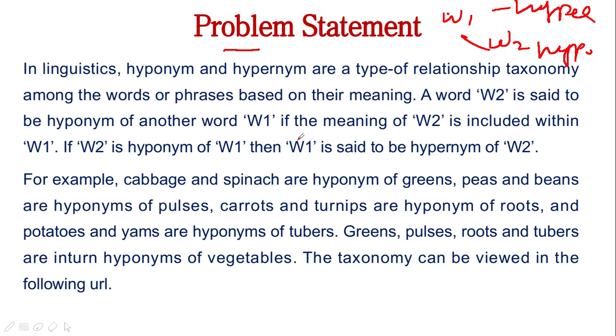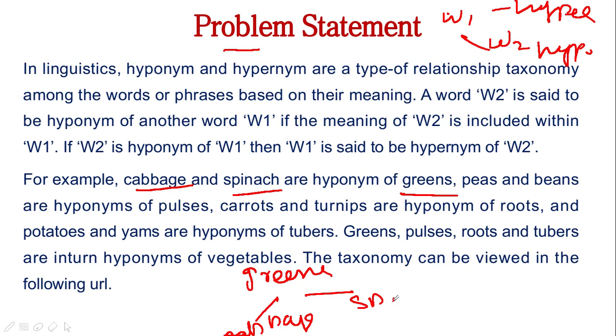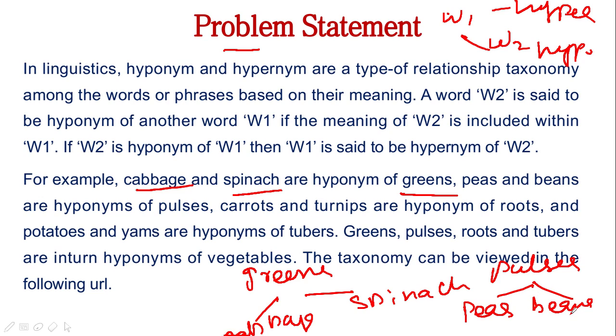This relationship is maintained. For example, consider cabbage and spinach: they are hyponyms of greens. Peas and beans are hyponyms of pulses. So you have greens, and below greens you have cabbage and spinach, and similarly you have pulses, and peas and beans are the hyponyms. This is the hypernym, this is the hyponym.